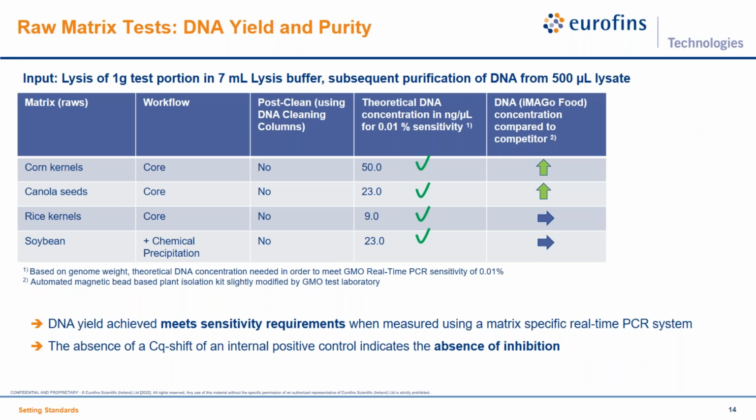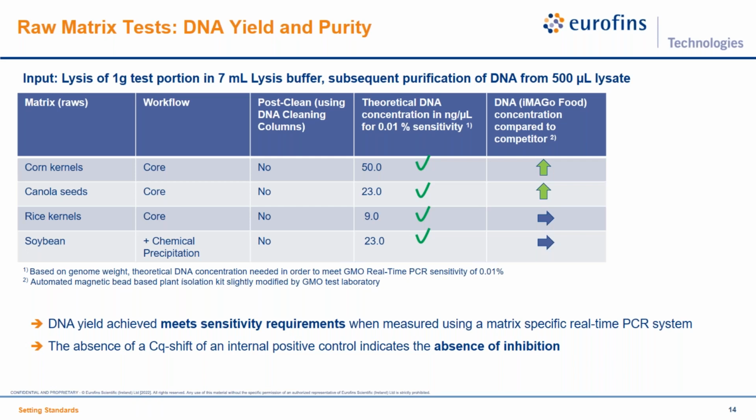So what we've been doing. In these cases, we used a 1 gram test portion in 7 milliliters of lysis buffer, and we subsequently purified the DNA out of 500 microliters of that lysate, coming out of the chemical heat lysis procedure. You see at the left-hand side the different matrices that were used: corn kernels, canola seeds, rice, soybeans, with the workflow as presented. So meaning, except using the chemical precipitation, except for the soybean, where we highly recommend using an additional dilution buffer because of the inhibitory matrix type.